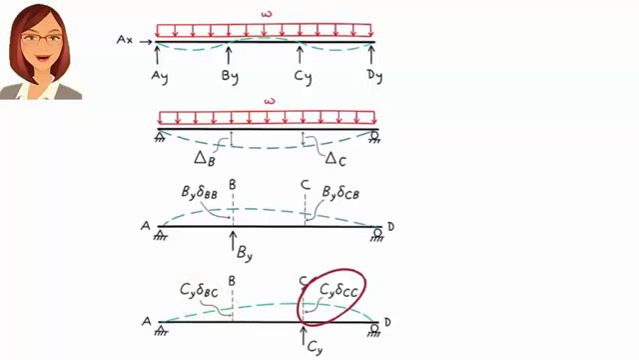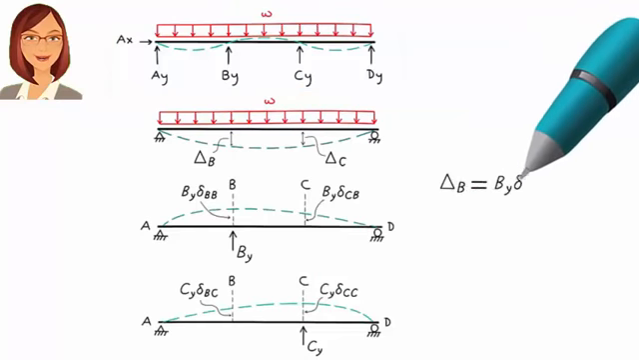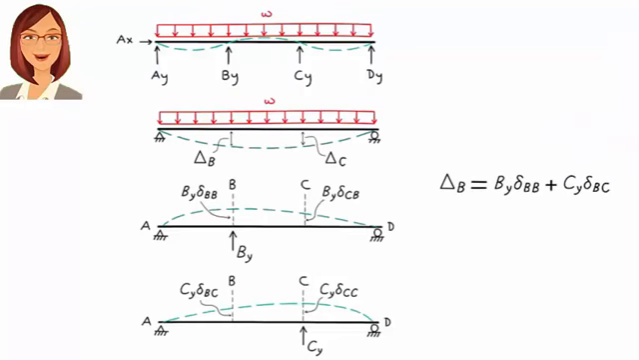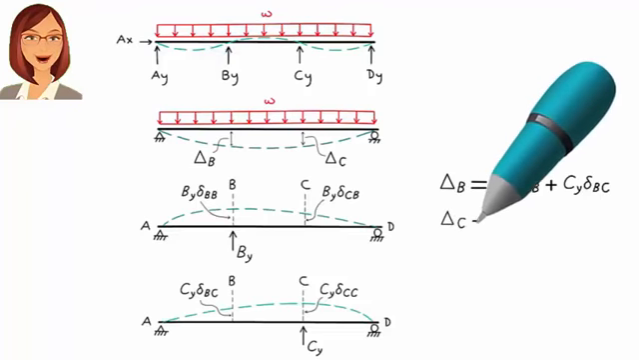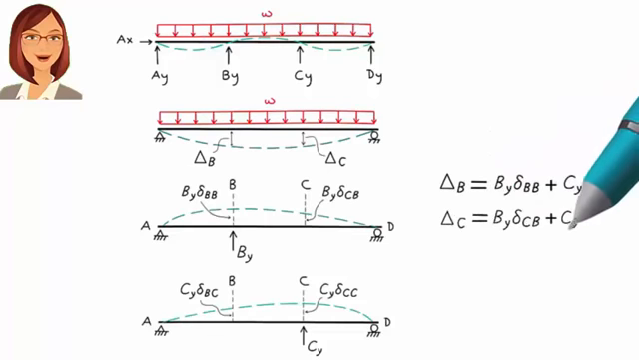We also know that the sum of these 3 diagrams gives us this diagram, meaning delta B equals By delta BB plus Cy delta BC. This equation is a mathematical way of stating that total displacement at B must be 0. And delta C equals By delta CB plus Cy delta CC, which means the beam's displacement at C must be 0. So we end up with a system of linear equations.